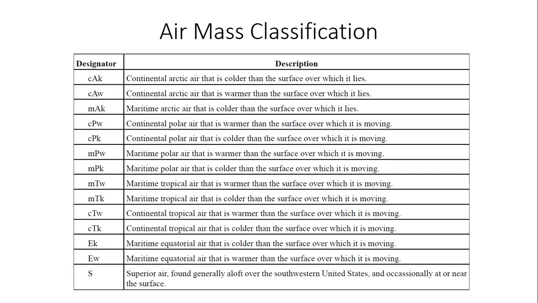Here's a great chart that breaks down the air mass classifications. Okay. In general, you see the designator starting with CAK, continental Arctic, which is colder than the underlying surface. CAW, you have MAK, which is maritime Arctic, all the way down to superior air at the bottom. So this just shows you the thermodynamic descriptors once again. The last letter shows whether the air mass is warmer or colder than the underlying surface. So this is just a really great graphic to take a look at.